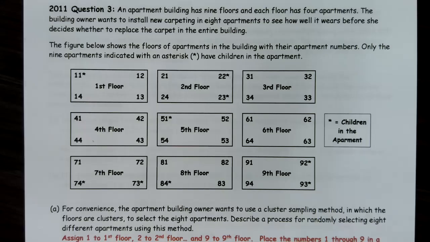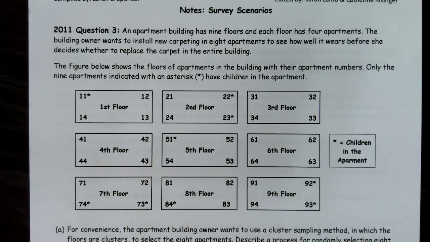All right, so this is an FRQ on surveys. Specifically, this talks about cluster and stratified, and it has a differential for this. This was an AP question, 2011, question 3, apartment carpet. An apartment building has 9 floors, and each floor has 4 apartments. The building owner wants to install new carpeting in 8 apartments to see how well it wears before she decides whether to replace the carpet in the entire building.